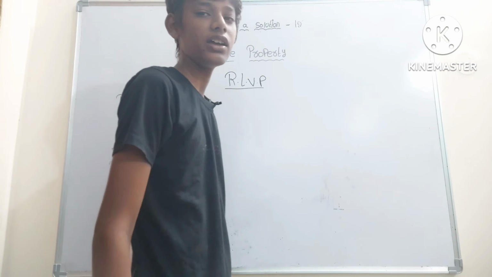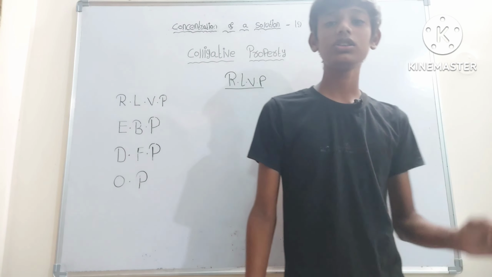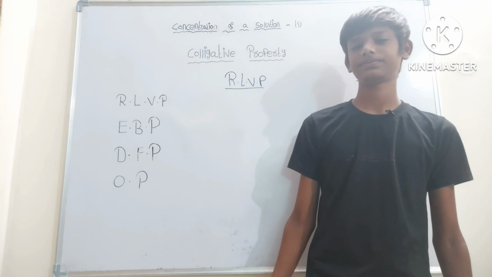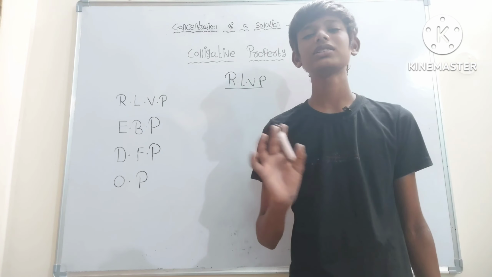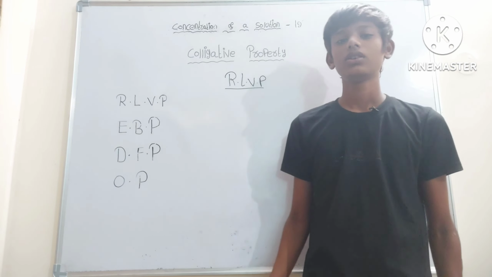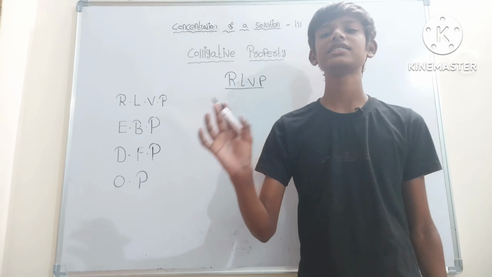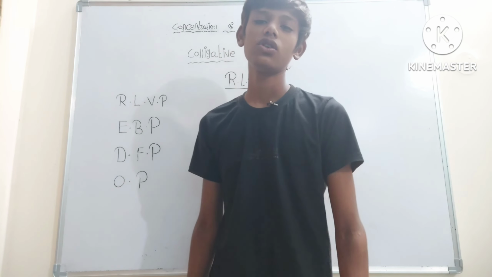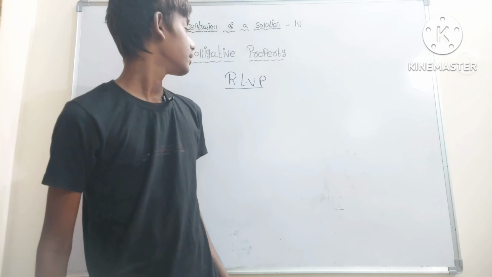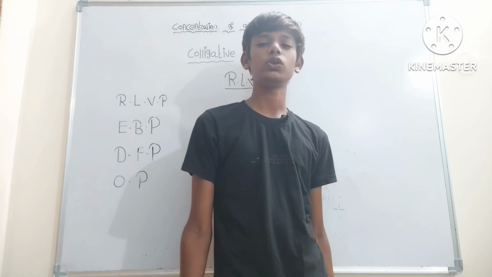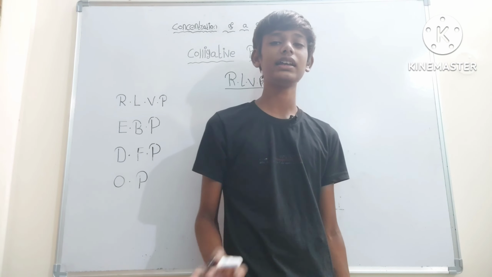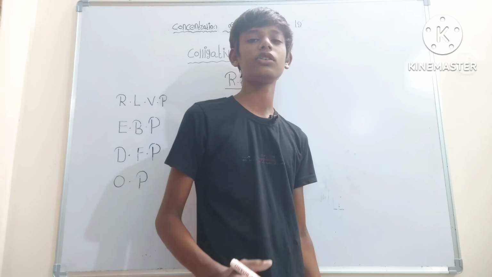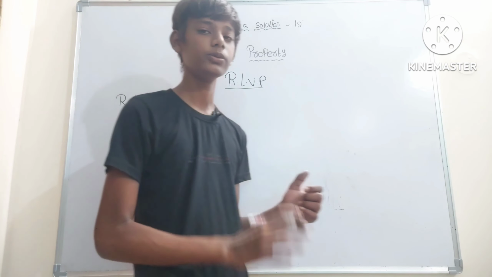What is the definition of R.L.V.P? When a non-volatile solute dissolves in a volatile solvent, its vapor pressure decreases. Here we have to understand what is volatile and non-volatile. Volatile substances have a tendency to vaporize. Therefore, non-volatile substances do not have a tendency to vaporize. Listen carefully. When a non-volatile solute dissolves in a volatile solvent, its vapor pressure decreases. Now I am going to give a correct explanation for you.